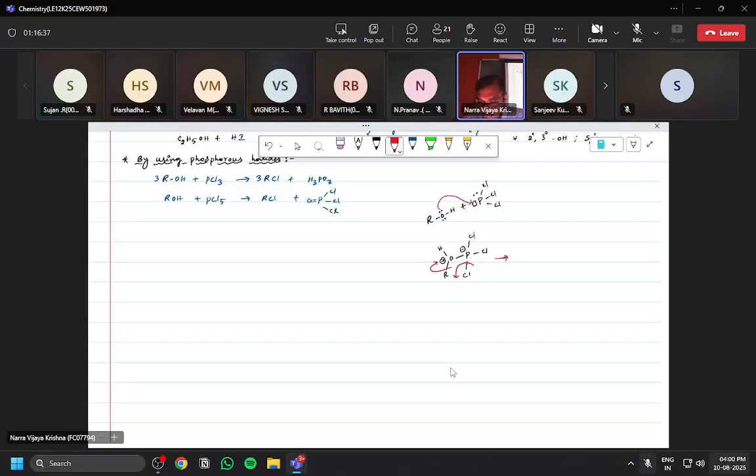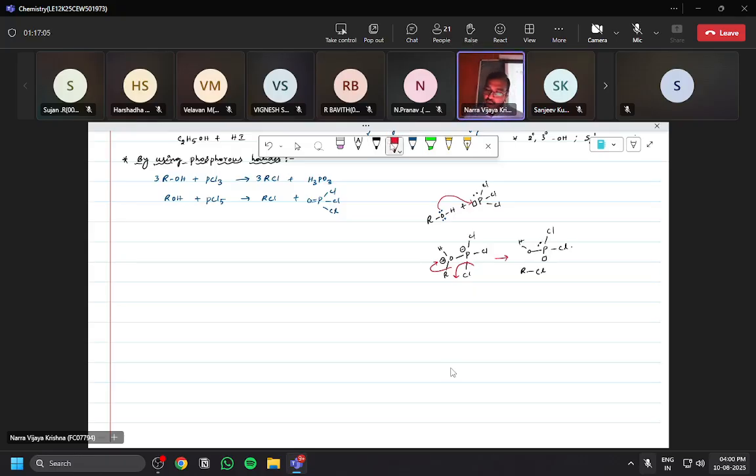What you will get now? R bond Cl above phosphorus, bond OH, chlorine, chlorine. As chlorine gone out by taking the bond electrons, this orbital become empty. Now this negative charge, I have to write it as lone pair. Correct?